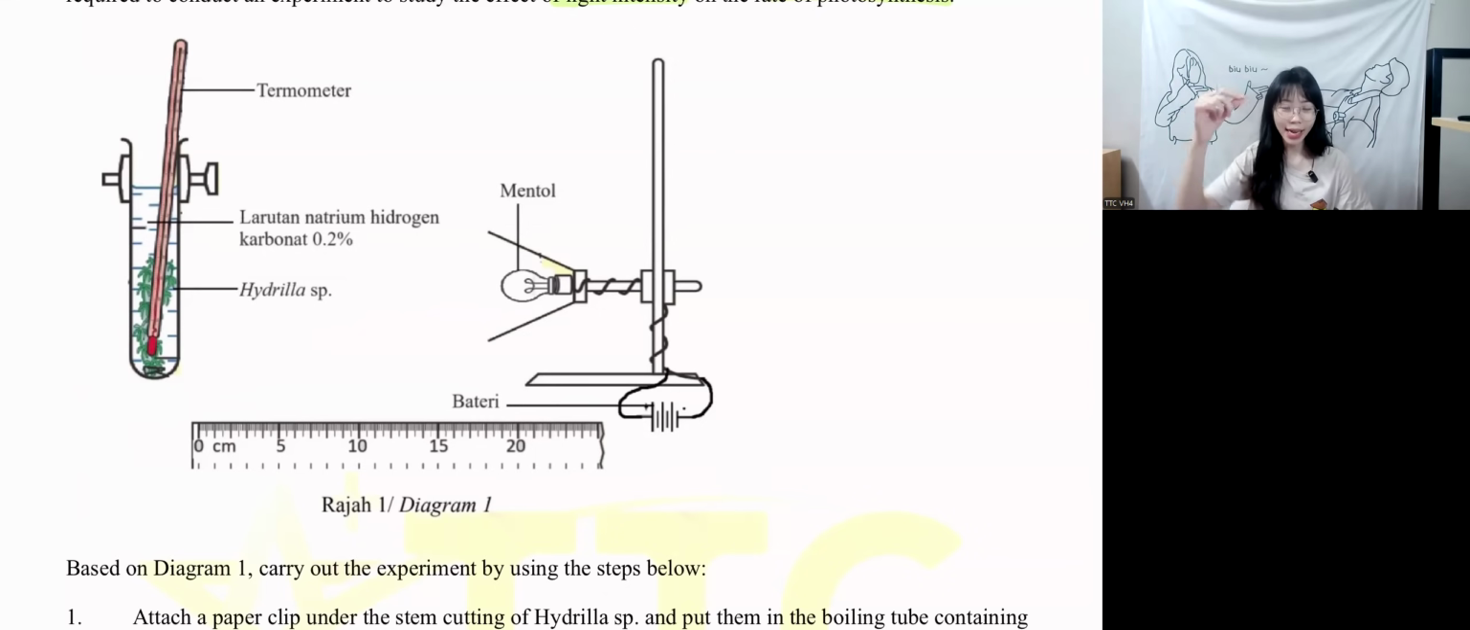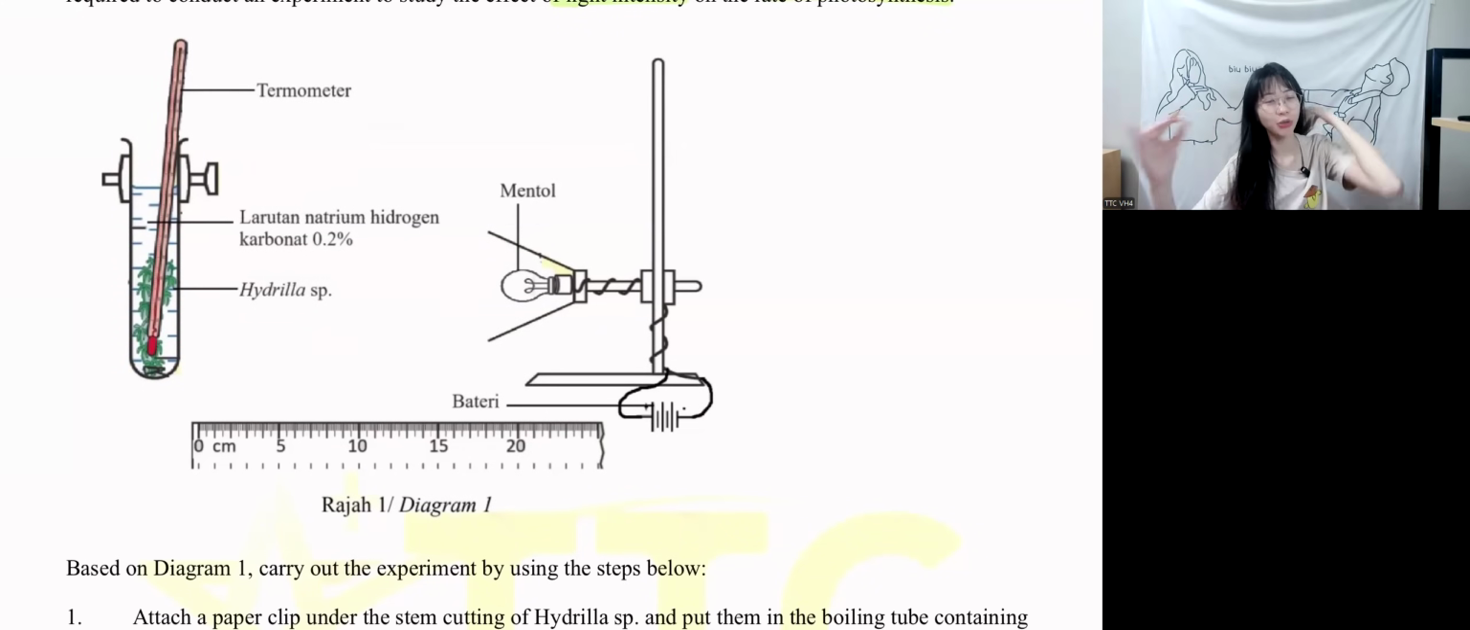You clip the hydrilla, you put a paper clip. The paper clip is to ensure that the hydrilla species don't float. You have to submerge it into the water. You have to make sure that the entire species is in the water itself, in the sodium hydrogen carbonate solution. This is to ensure that the plant is able to produce enough gases out.